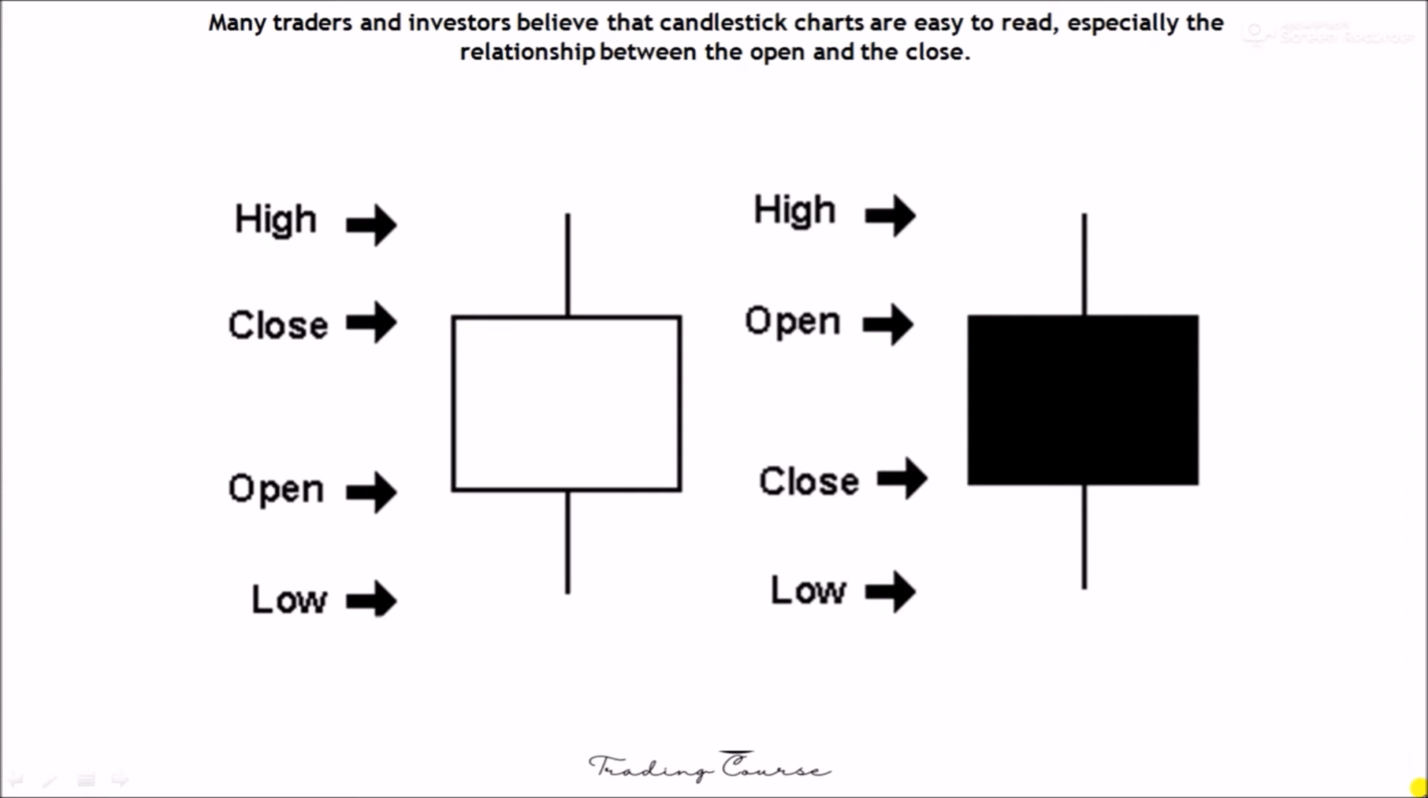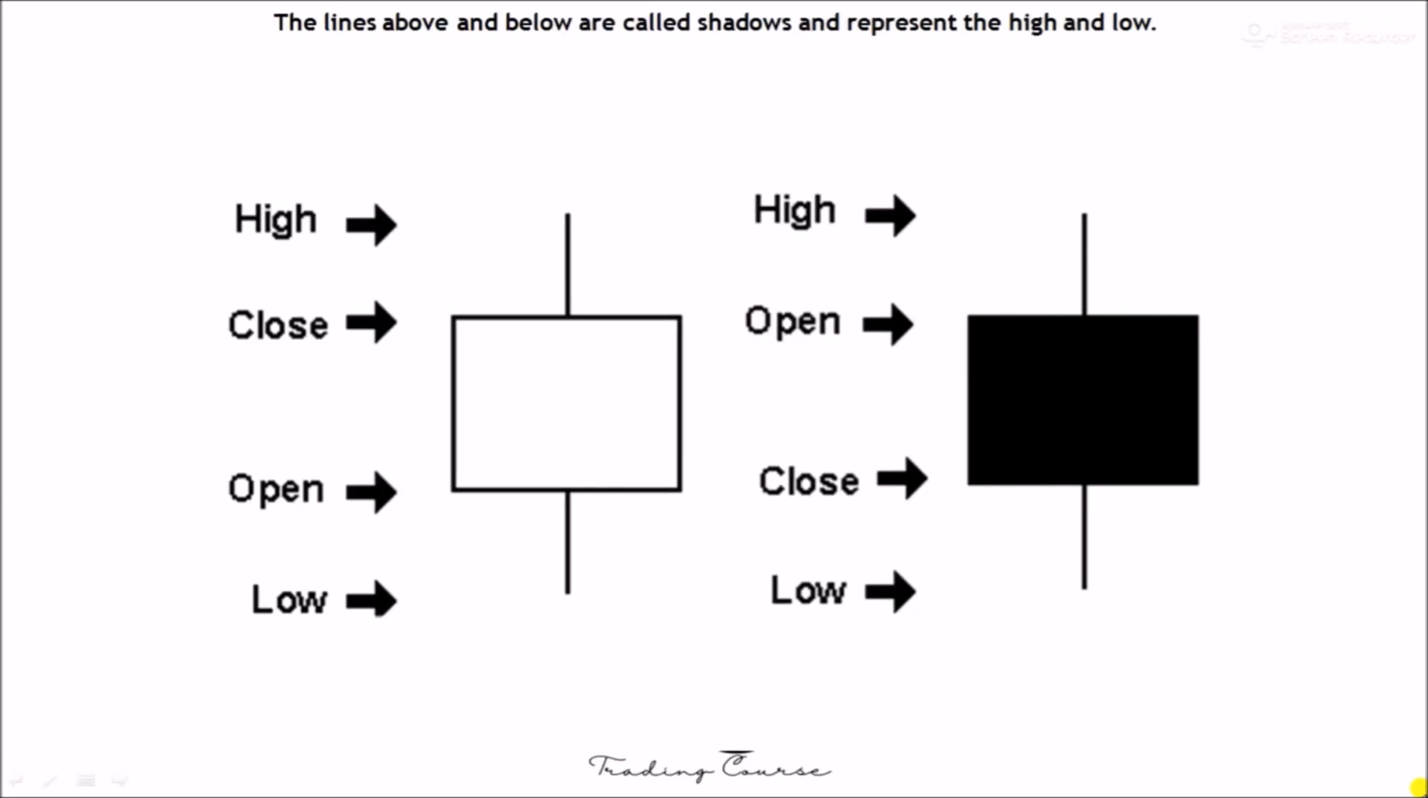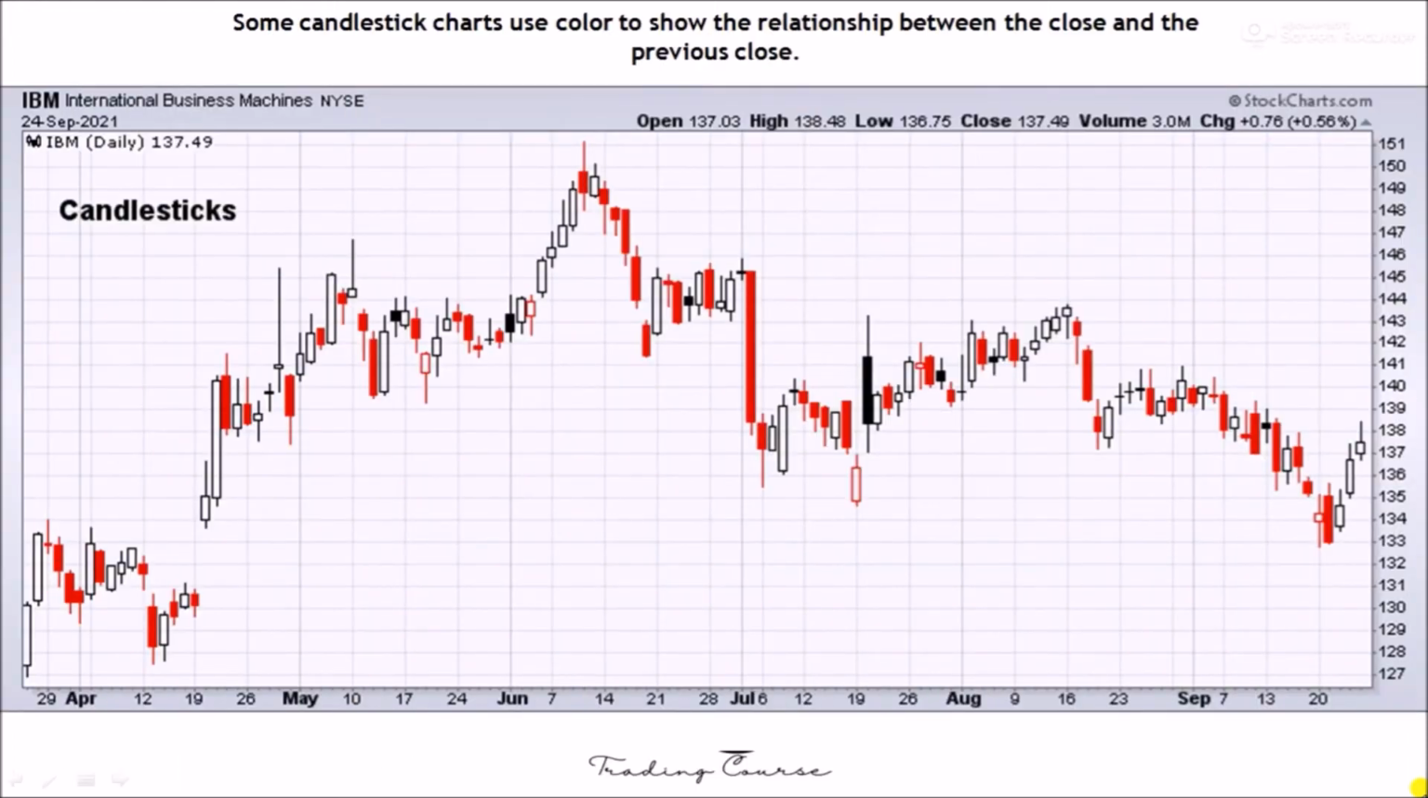Many traders and investors believe that candlestick charts are easy to read, especially the relationship between the open and the close. Hollow candlesticks form when the close is higher than the open, and filled candlesticks form when the close is lower than the open. The rectangular portion formed from the open and close is called the body, hollow body or filled body. The lines above and below are called shadows and represent the high and low. Some candlestick charts use color to show the relationship between the close and the previous close.